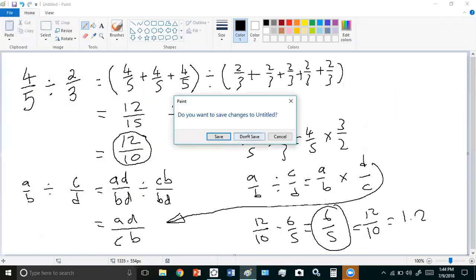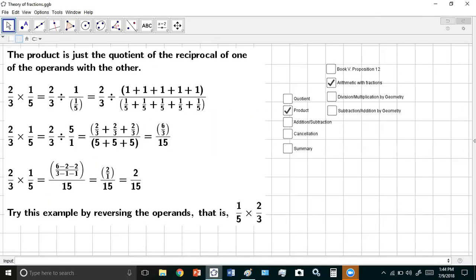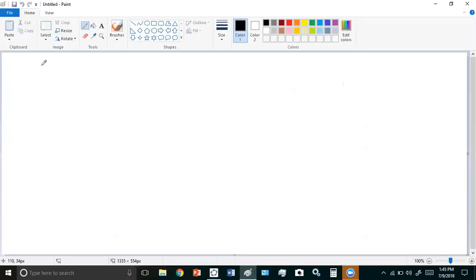New, I don't want to save that. So just to be sure, it's 1/5 multiplied by 2/3. Okay, so we'll have 1/5 multiplied by 2/3, which is really the same as 1/5 divided by 3/2, okay? And then we just repeat the process.